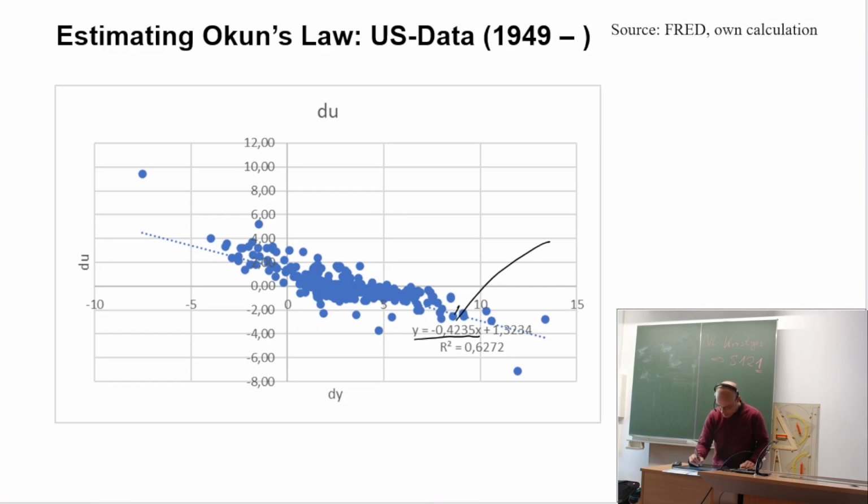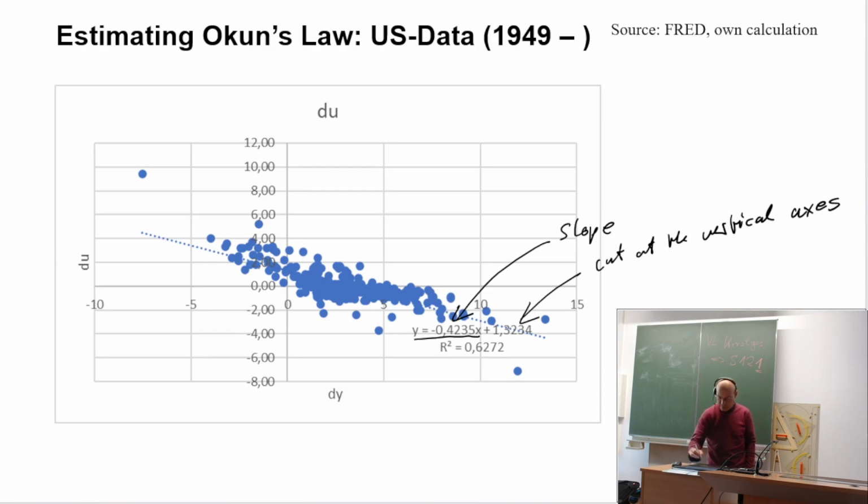Times x, so this is the slope. And this is the cut at the vertical axis, and we have a coefficient of determination of roughly 0.6, so there is some dependence, but the dependence is not too strong.